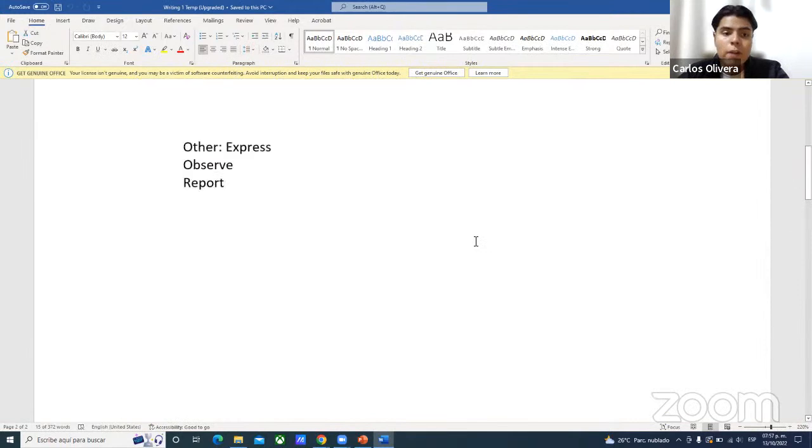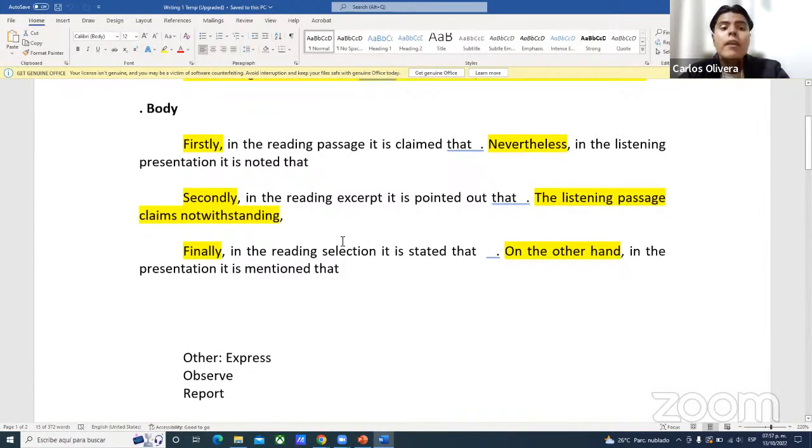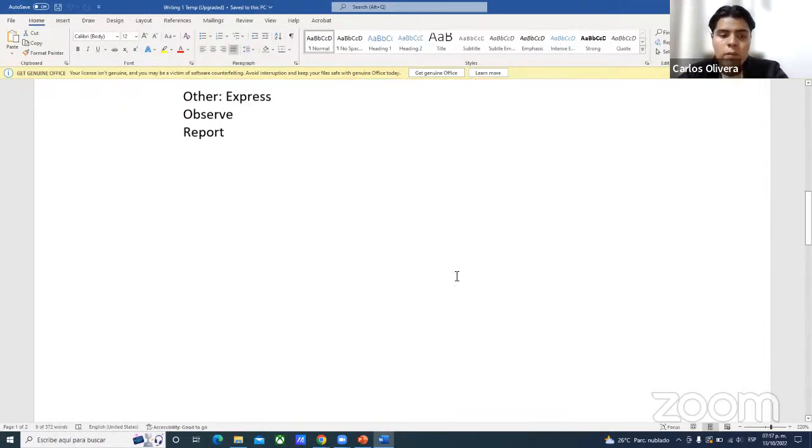And what is the last paragraph? Exactly the same, because normally these passages have 3 points and 3 illustrations. If it happens that your passage merely has, I don't know, 2, or it probably has more than 3, continue with more paragraphs. It's the same. Finally, in the reading selection, it is stated that, we want to discuss the last point of the reading passage.